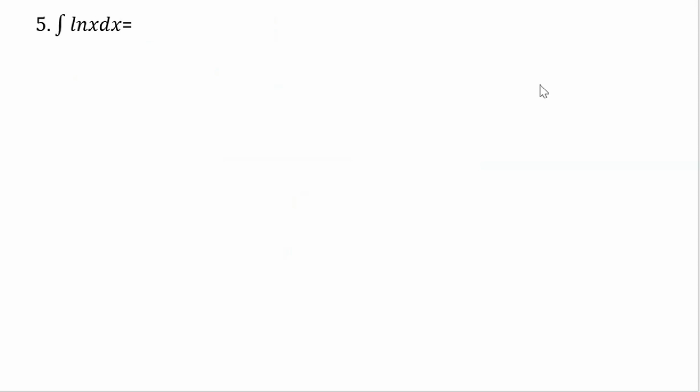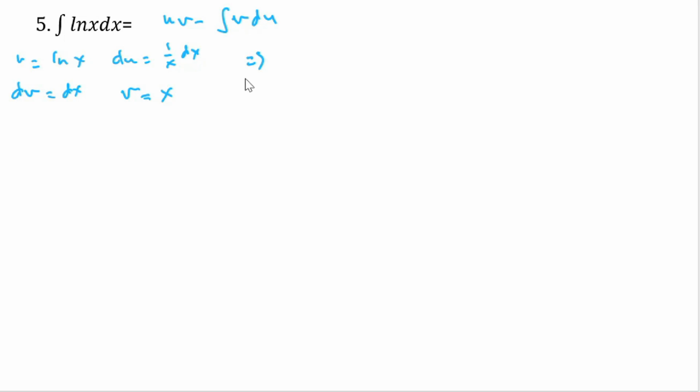So in number 5, we have the integral of ln of x dx. In this case, our u is equal to ln of x, and dv is just equal to 1 dx, or dx. And du now, we have 1 over x dx, or dx over x. And our v here is the integral of dx, that's just equal to x. So using the formula, we have uv minus the integral of v du.